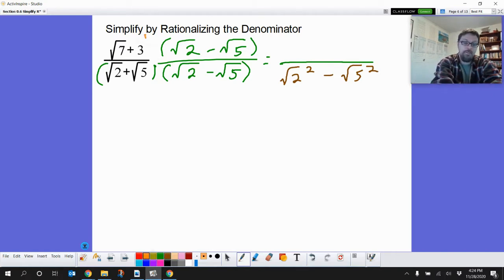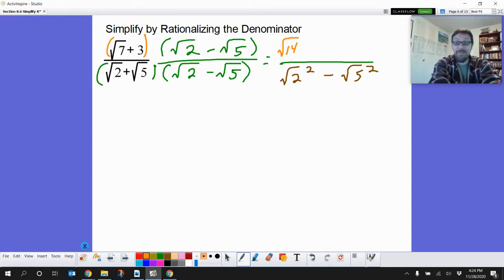Unfortunately, however, our numerator, not so nice. Those two don't match perfectly, but one is a plus, one is a minus. Sure, one's a plus, one is a minus, but the numbers are all mismatched and all over the place. So we are going to have to FOIL that numerator. Sorry, it's just what we're going to have to do. So we get the square root of 14.